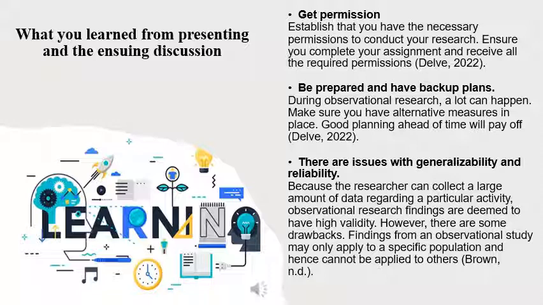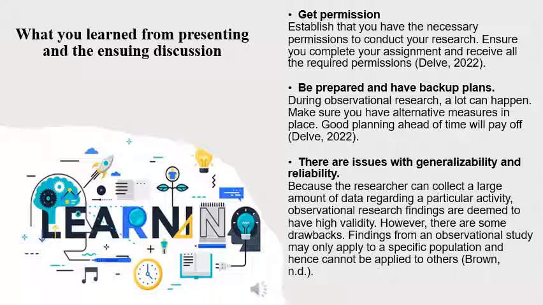And then secondly, be prepared and have backup plans. During observational research, a lot can happen. Make sure you have alternative measures in place. For example, additional batteries for your camera, extra paper for taking notes, and other items are recommended. And also, make a plan for where and when you'll go to the bathroom and when you'll eat your meal. Good planning ahead of time will definitely pay off.